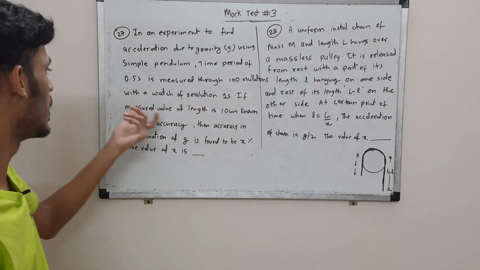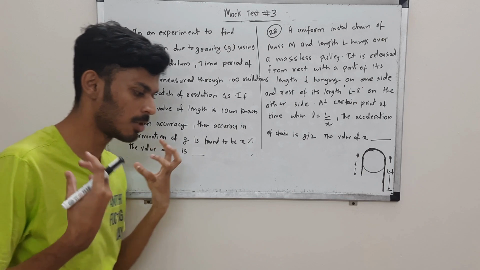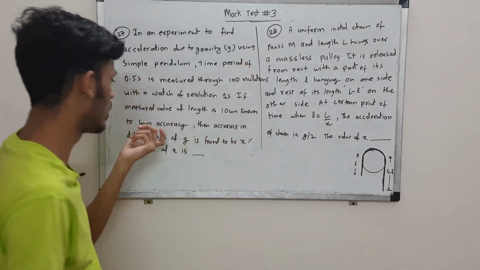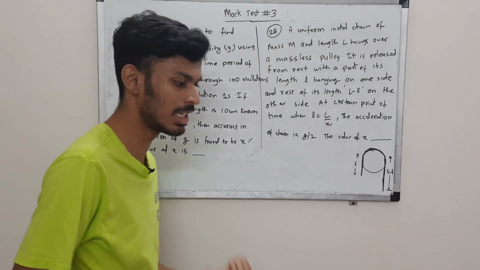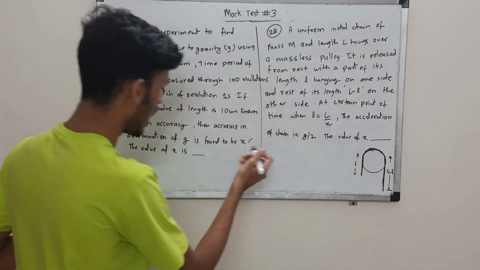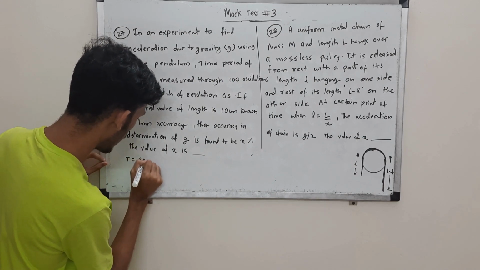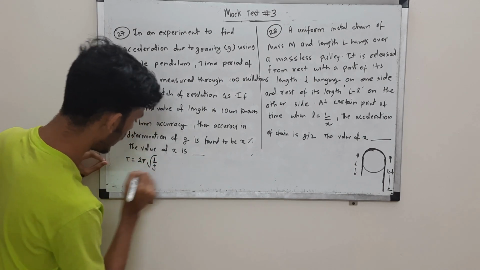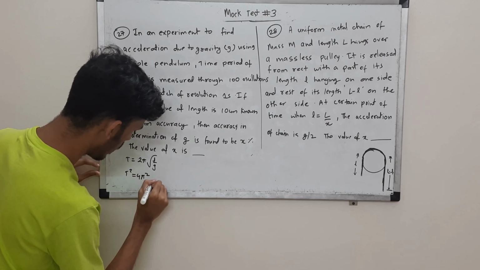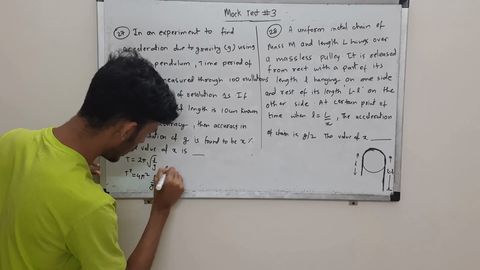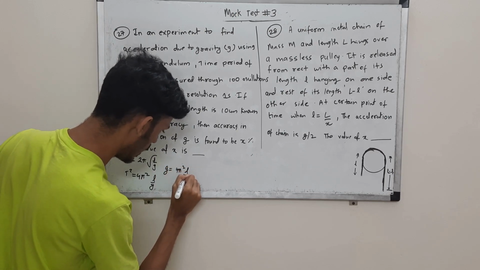And if the measured value of the length of the pendulum is 10 centimeters and the error in the measurement is 1 millimeter, you are supposed to tell the accuracy in G is found to be x, so the value of x, okay. So here the time period is 2 pi under root L by G, right? So square it on both sides, it will be 4 pi square L by G. So G can be written as 4 pi square L by T square, right?